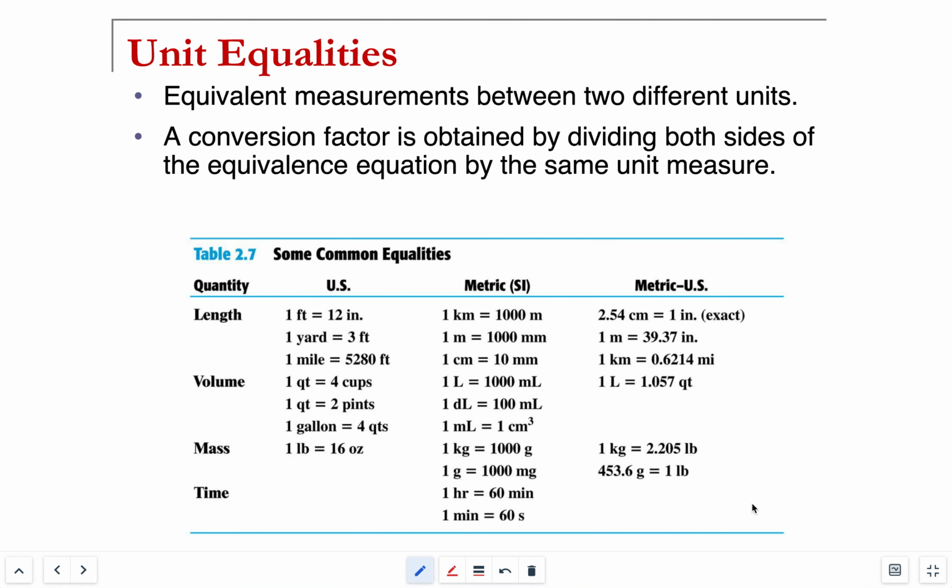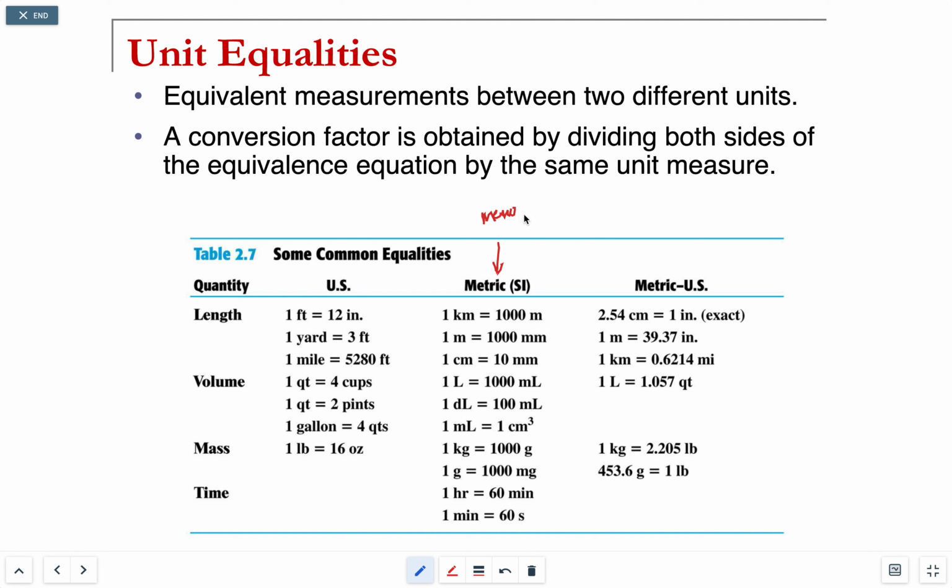So a word about a number of common equalities. Some of these you already know, like 12 inches in a foot, 3 feet in a yard. These are, by the way, exact. Some of these you know from cooking, but I will tell you that for exam purposes, all of these I would actually give to you. Furthermore, all of these I will give to you as well, so you do not need to memorize any of these. However, all of the metric ones, you need to memorize these.